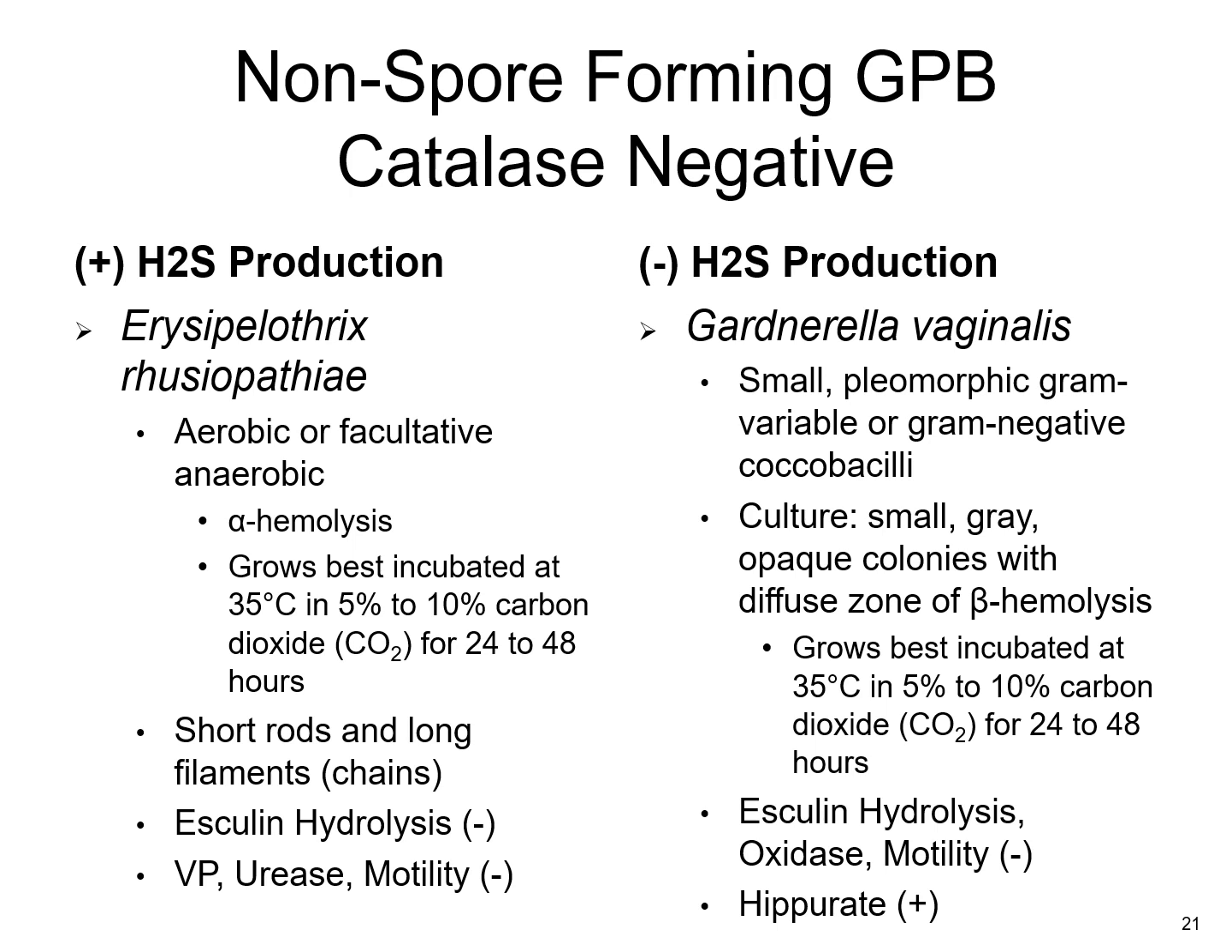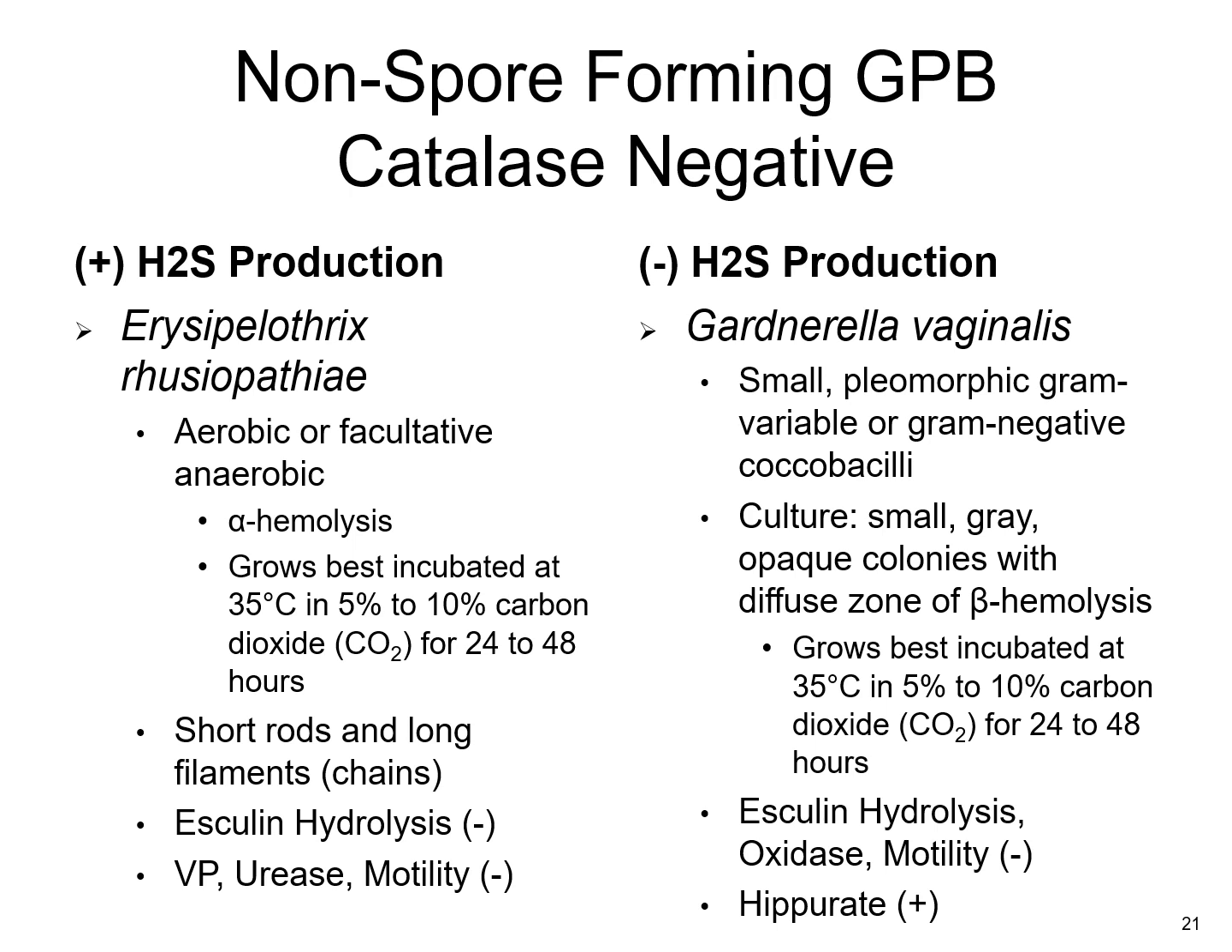This organism can grow in aerobic or facultative aerobic conditions. It demonstrates an alpha hemolysis. It grows best if it's incubated with 5% to 10% carbon dioxide for 24 to 48 hours, but it will grow within normal incubation conditions. It has short rods with long filaments, and long filaments are those rods attaching together, sort of appearing like a chain. Esculin hydrolysis negative, VP, urease and motility negative.